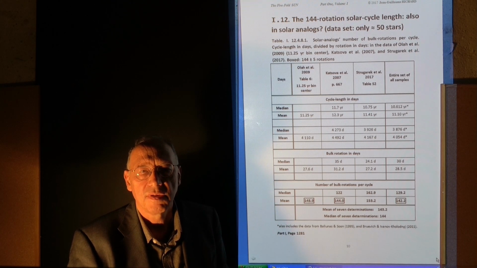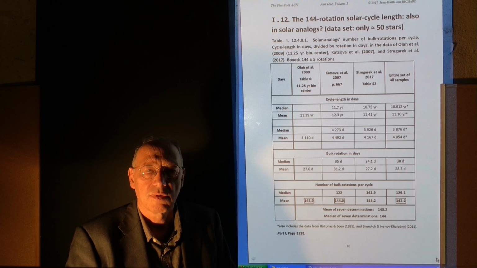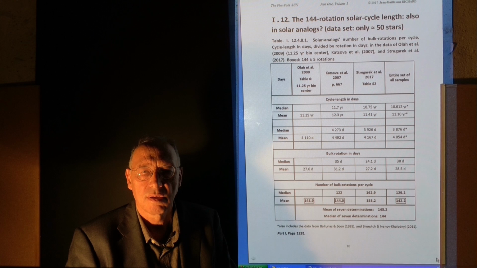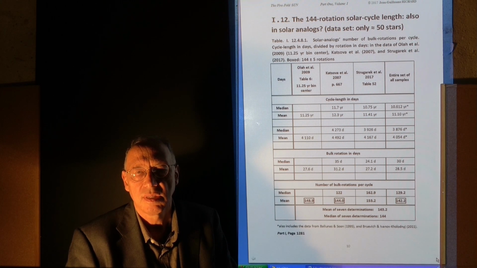We are now finished with part 1 of the Fivefold Sun, and we will now turn to the 3D structure of the solar ball in part 2 of this project.